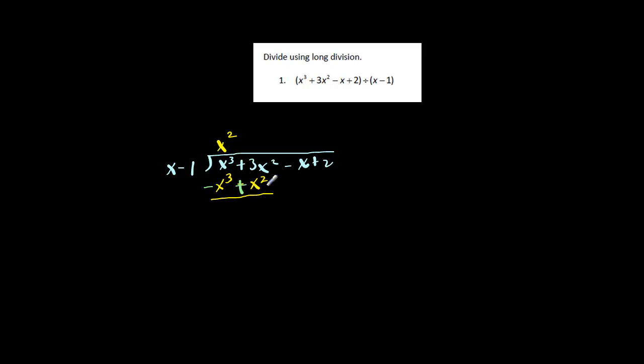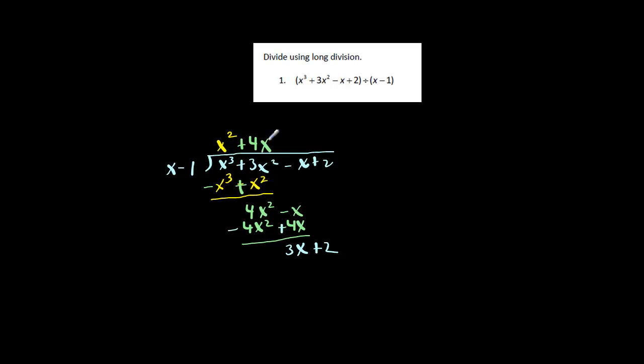and add down. This is going to give us 4x squared. Let's bring this down. X goes into 4x squared. 4x times x, 4x squared. 4x times negative 1 is negative 4x. Change the signs, add down.